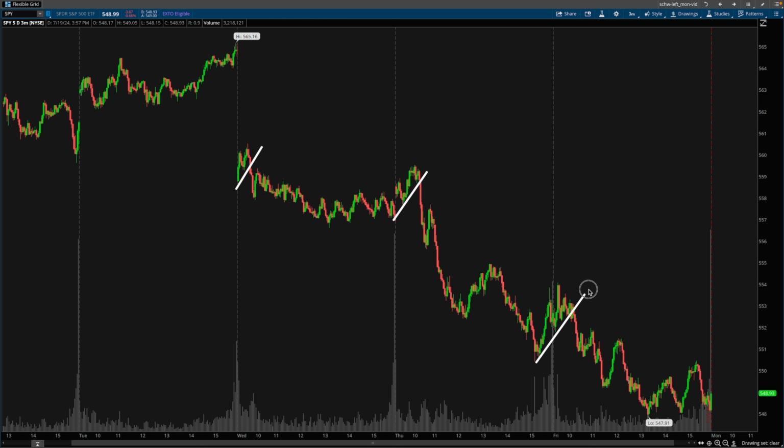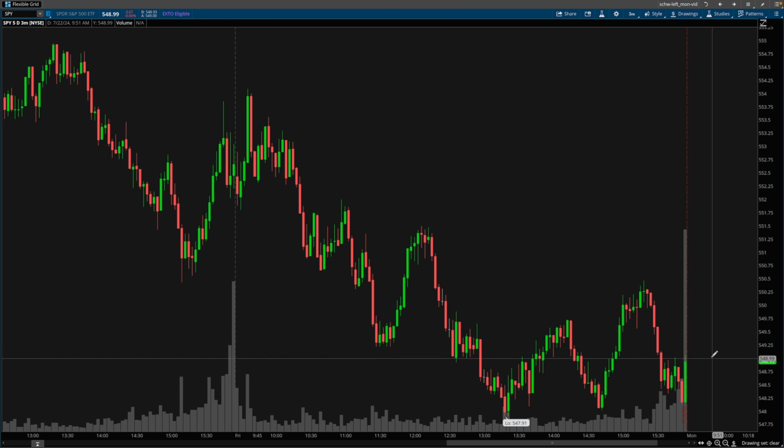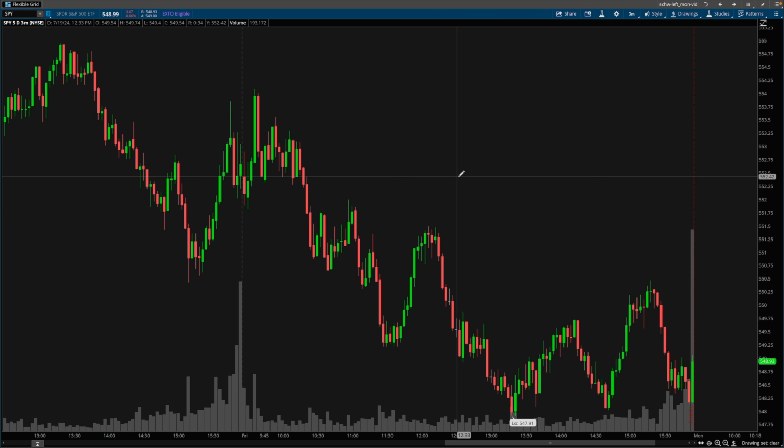So what do we have again? This is our uptrend. Price broke, and then we had selling all day. Price broke, and then we had selling all day. That has been the pattern for this current downtrend that has now lasted for 3 days straight.